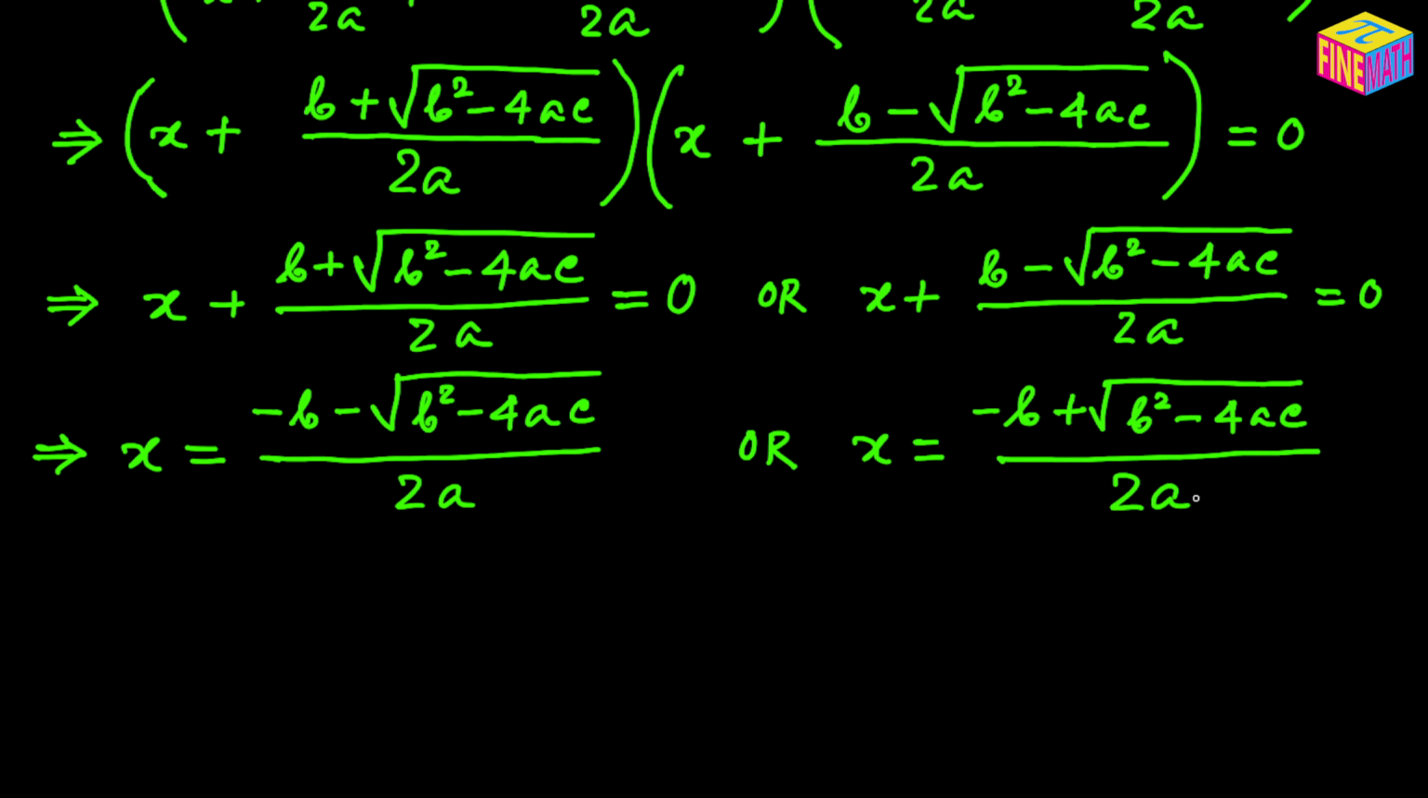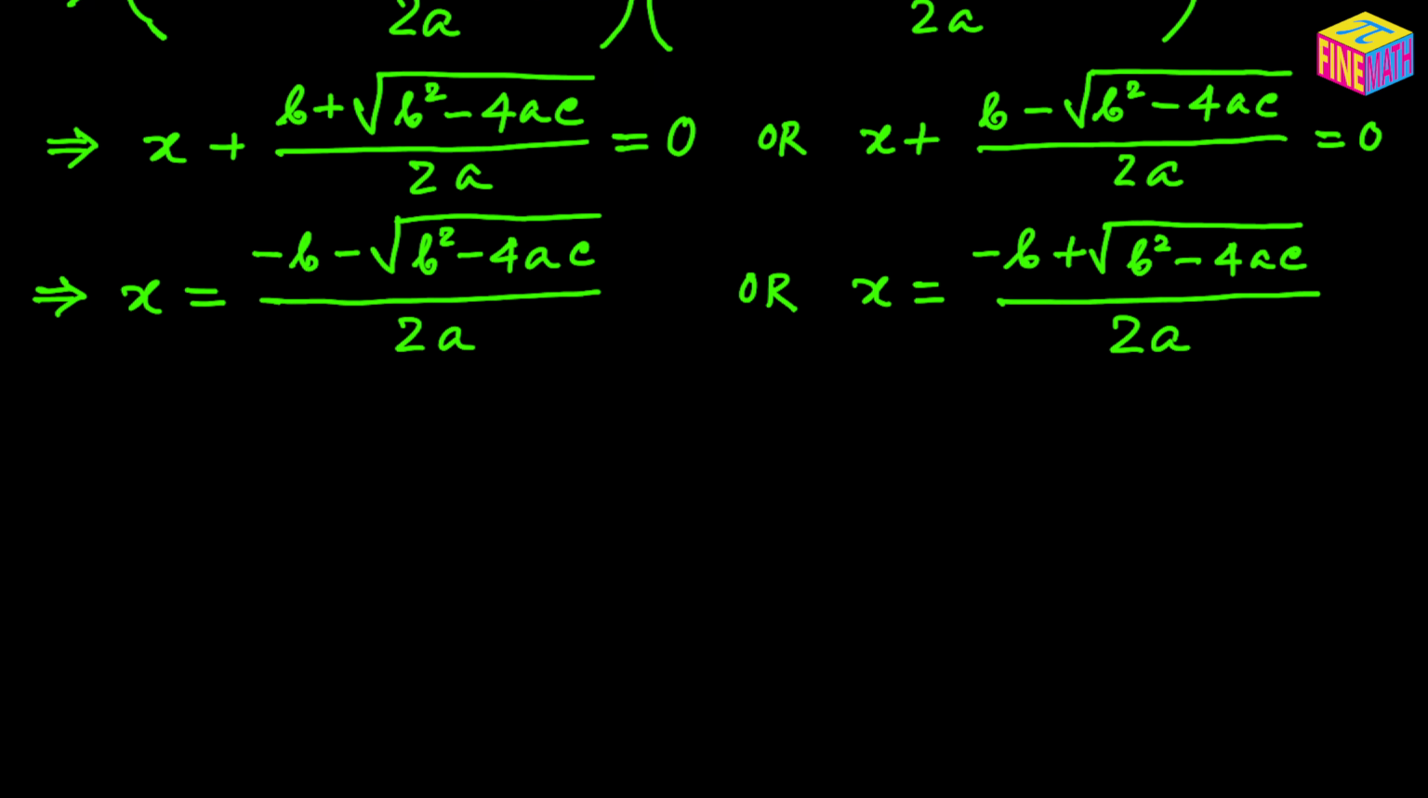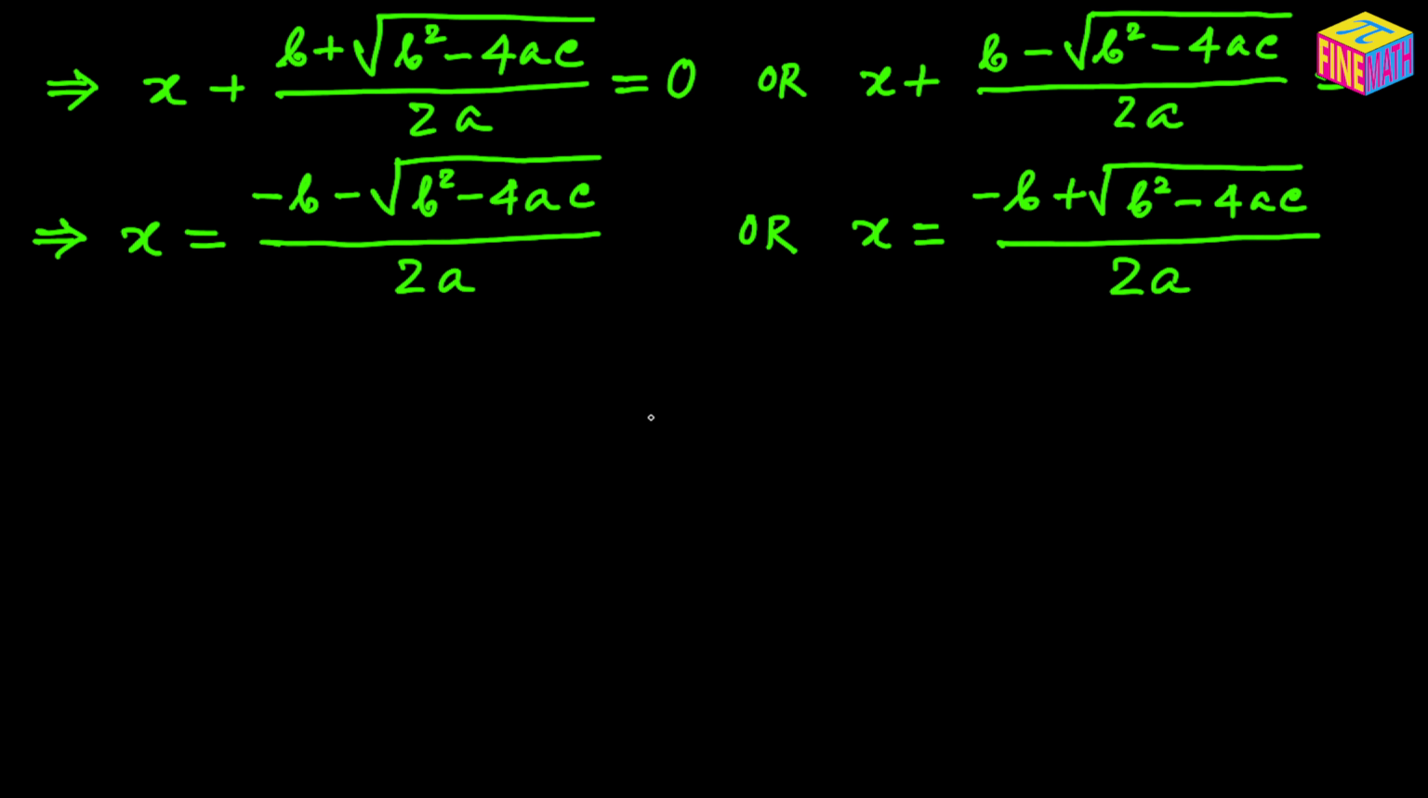So here we see the two possible values of x. One is negative b minus square root of b square minus 4ac by 2a. Another one is negative b plus square root of b square minus 4ac by 2a. So these are the two possible solutions of the quadratic equation that we started with, and they will be called the roots of the equation. So those are the two possible roots.